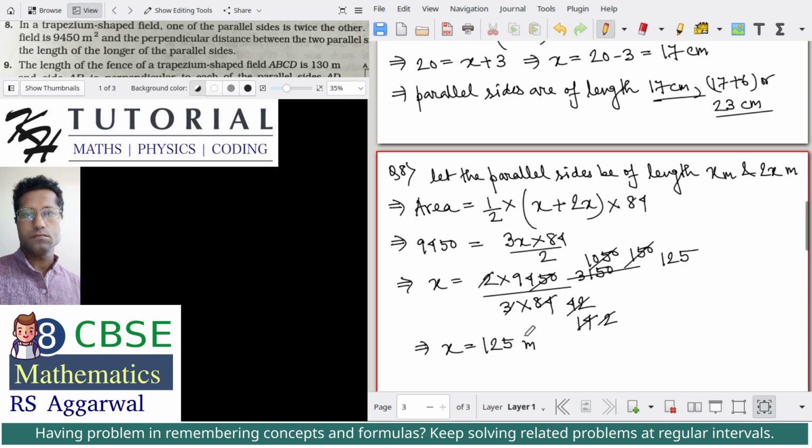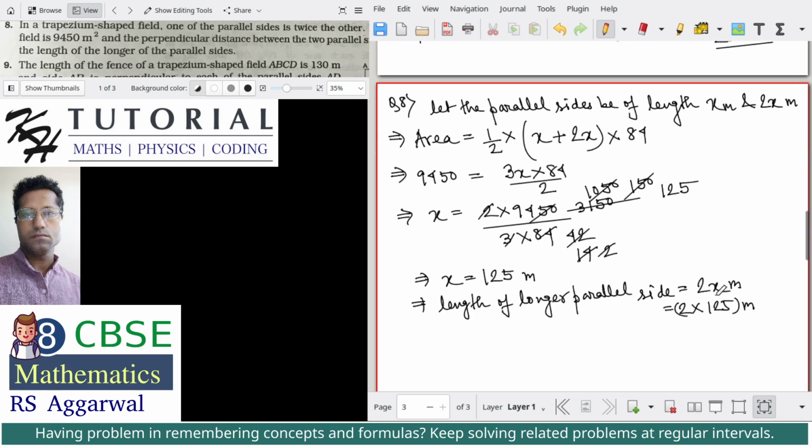So the problem is asking the length of the longer side. So this implies length of longer parallel side is equal to twice x meter, which is equal to 2 into x, that is 125, this much meter, which is equal to 250 meter. So the length of the longer parallel side is 250 meter.